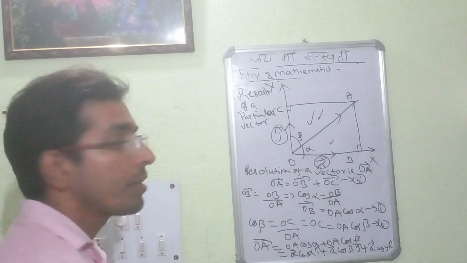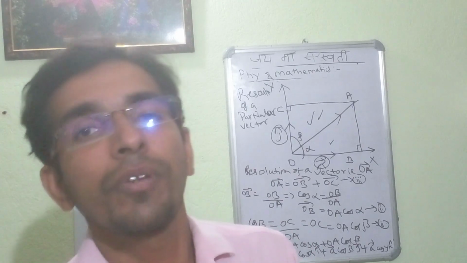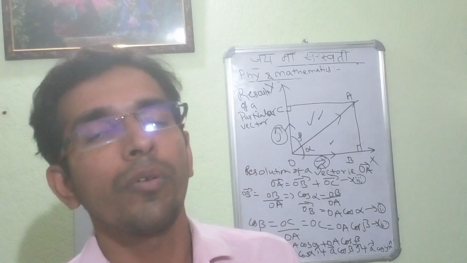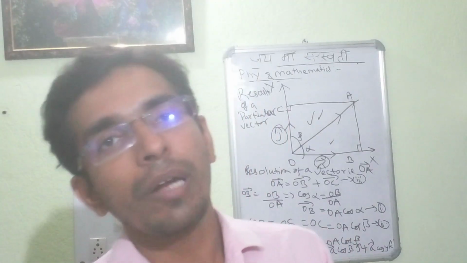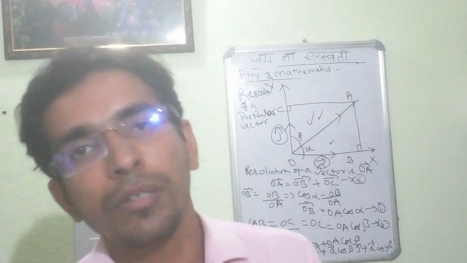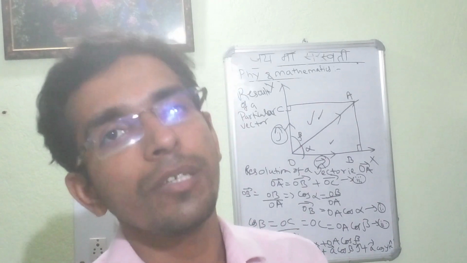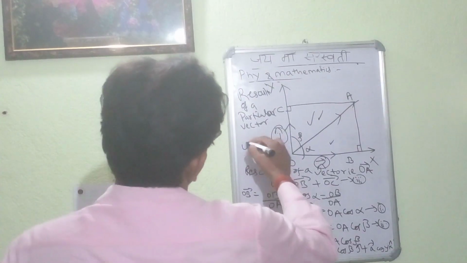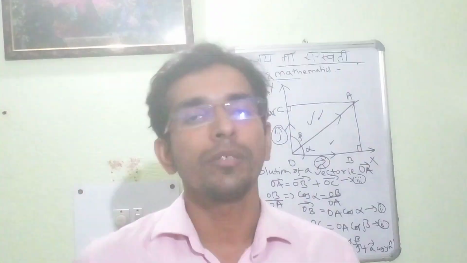Okay, so we have resolved a particular vector in terms of three axes, that is x-axis, y-axis and z-axis, and we found the magnitude of the same in terms of the unit vectors I, J and K, which are in the direction of x-axis, y-axis and z-axis respectively. So these are certain important topics which we described today.